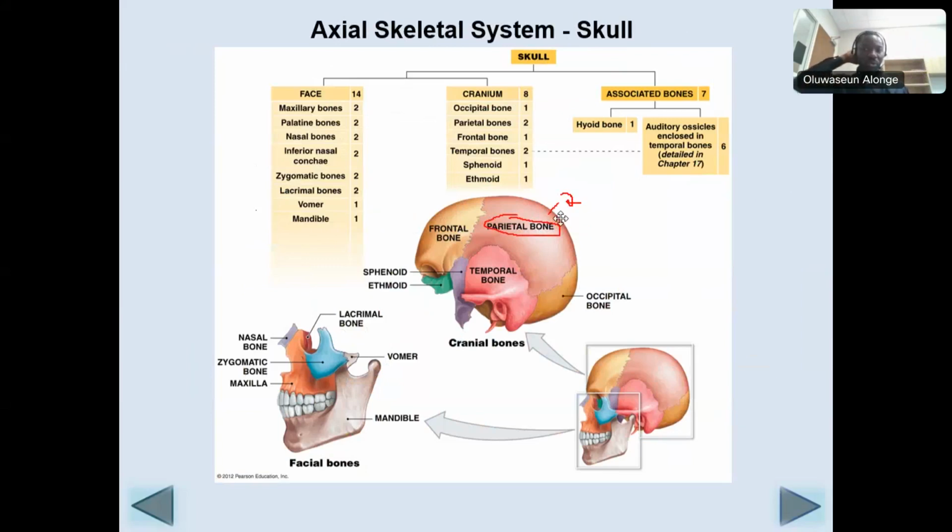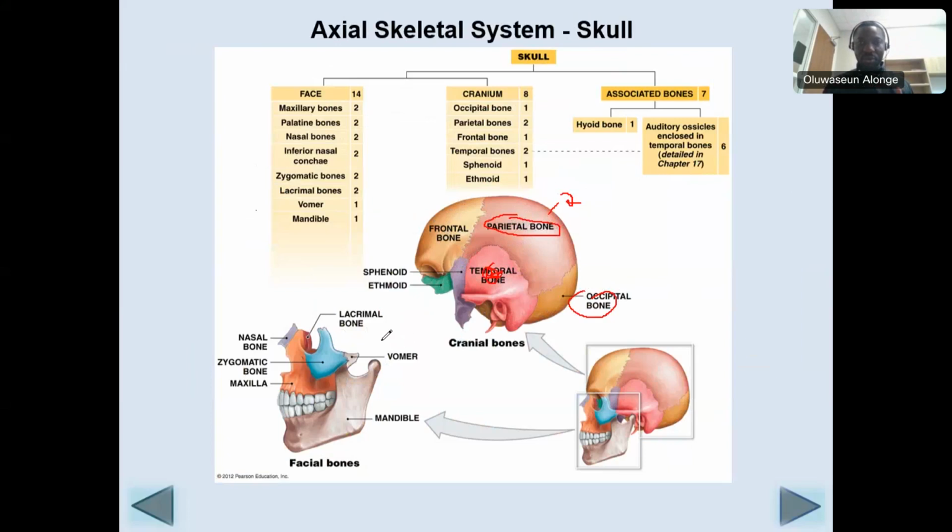Now we have the occipital bone, which is what you are seeing here. You have the frontal bone at the front here. It's connected to the parietal. You have the temporal on the side. You have the sphenoid, you have the ethmoid. So you have 2 parietal bones and 2 temporal bones. Others are 1 each.